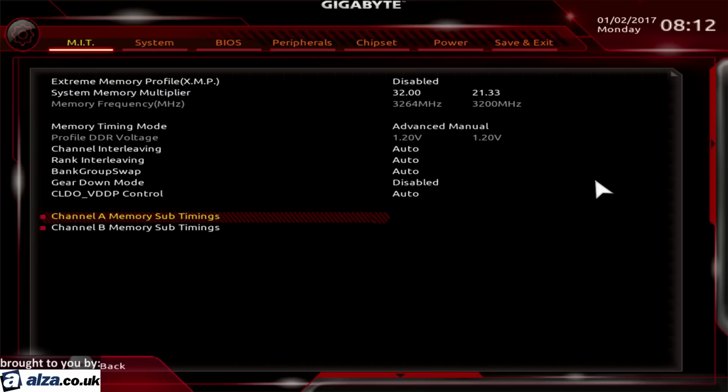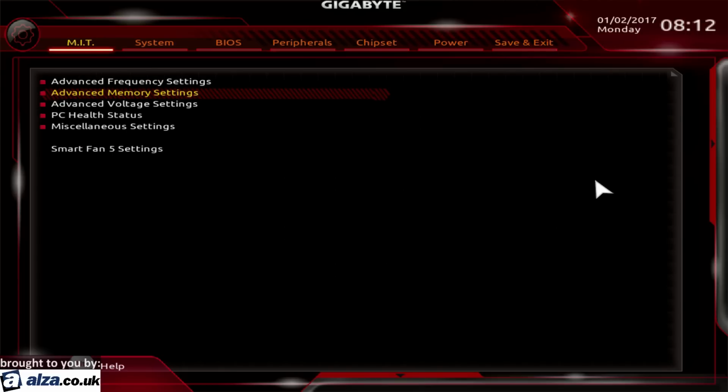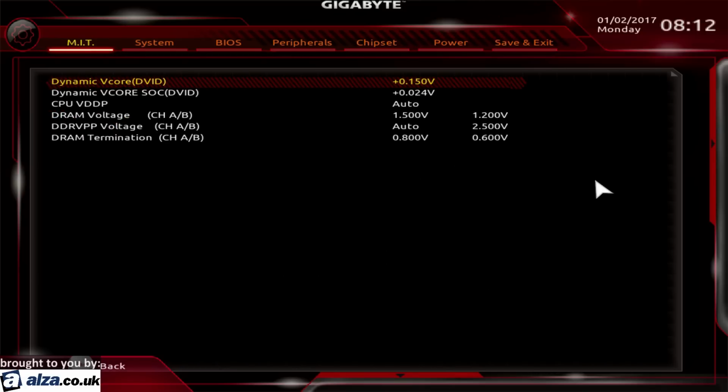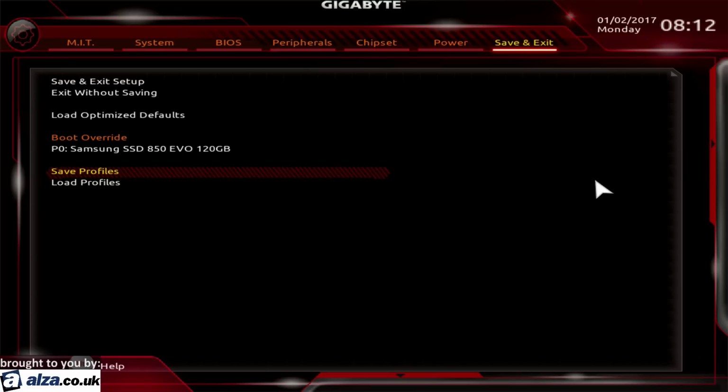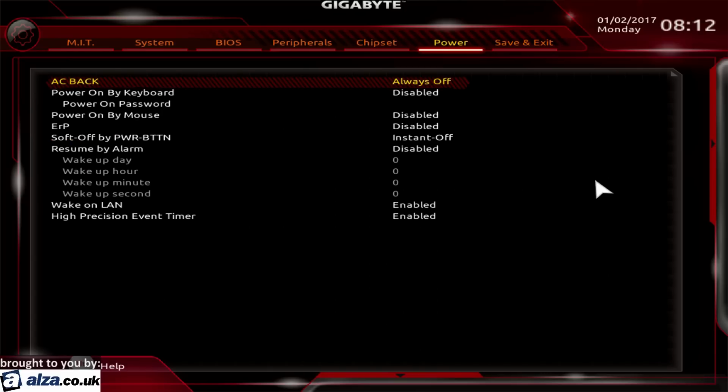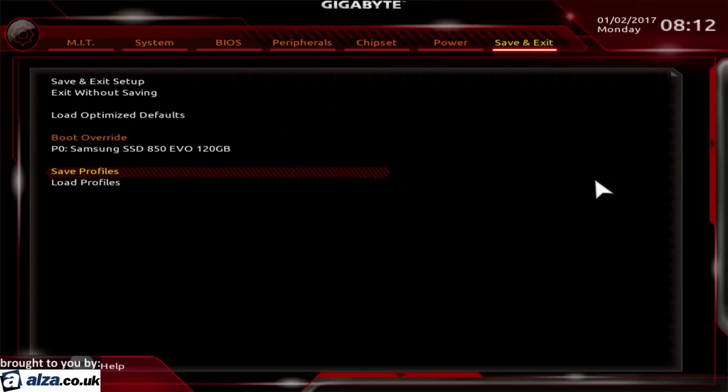Is there anything I'm forgetting at this point? I don't think so. I think we've covered everything there is to cover at this point. There's a lot to memory overclocking, but I think that is it for now. So, yeah, that is it.